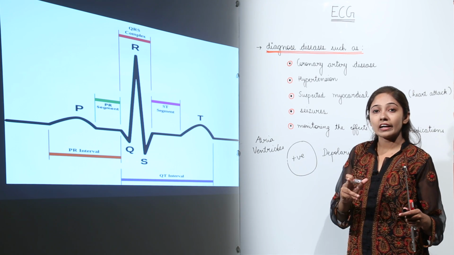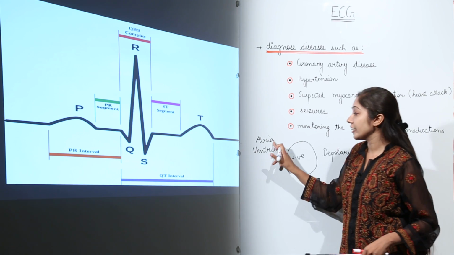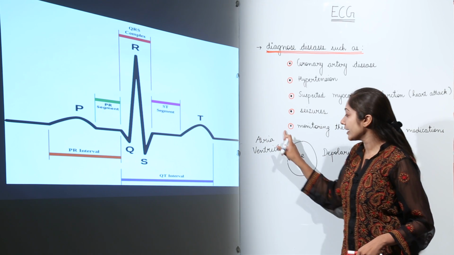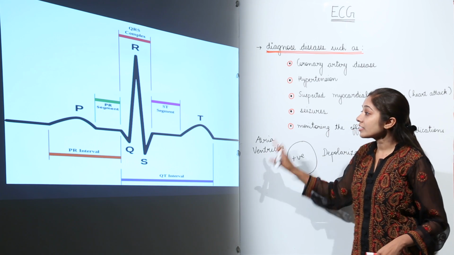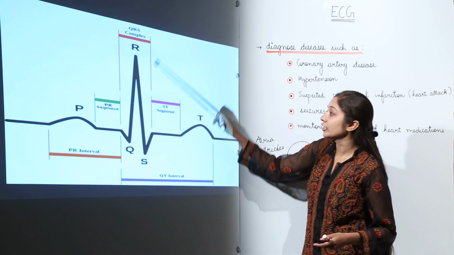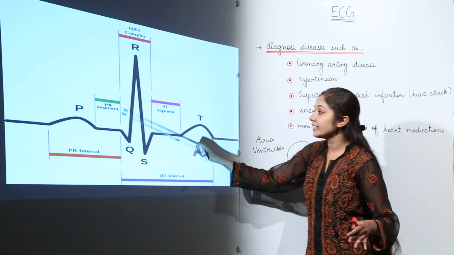So in case of the heart, this depolarization occurs in the atria first, and then this depolarization wave from the atria is sent to the ventricles. So this is how the electrocardiograph of a normal heart looks like. I will explain to you what these waves are.